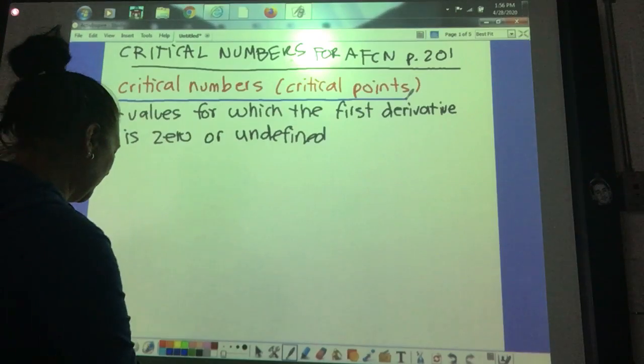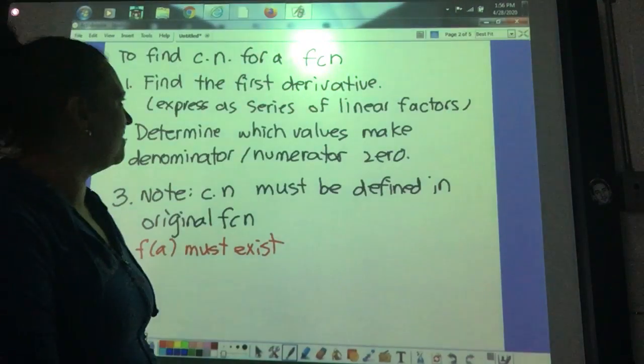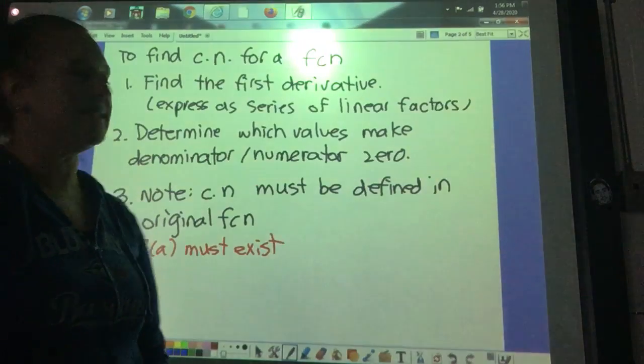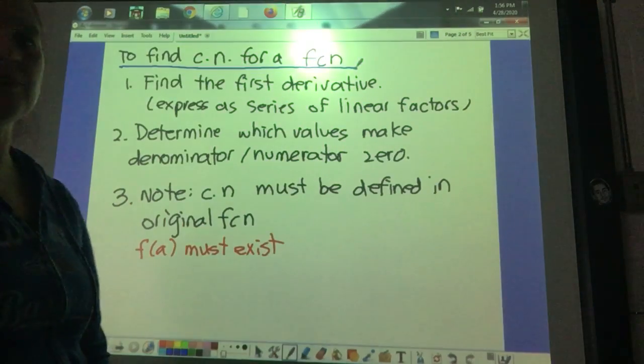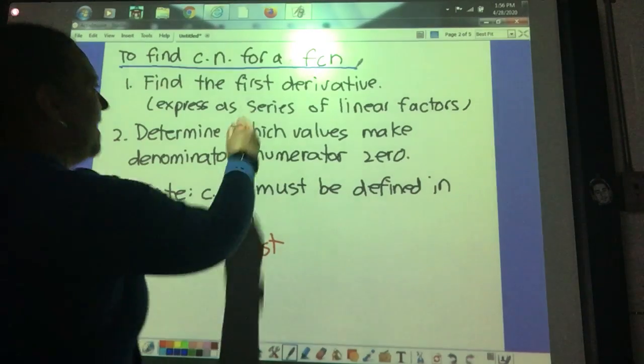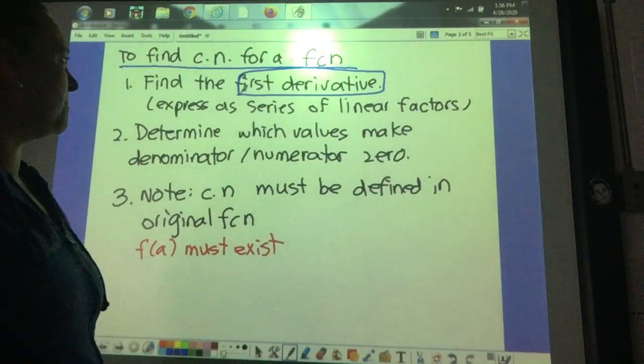So we've done work like this. It's basically one of our steps when we made a sign diagram back in grade 11 pre-cal. So today's lesson should be pretty easy. How do we find the critical numbers for a function? Step number 1, find the first derivative. That will be really easy for you. We've been doing derivatives for over a month, so that's easy.